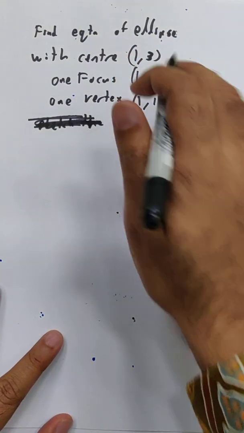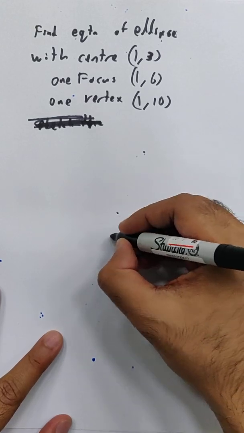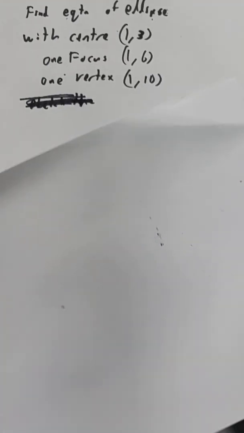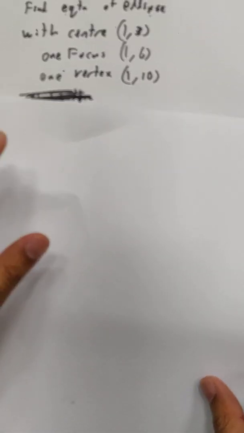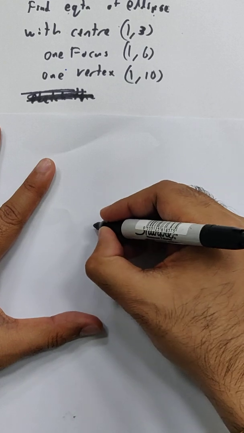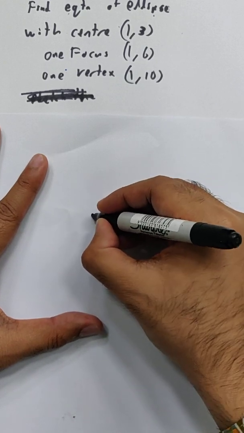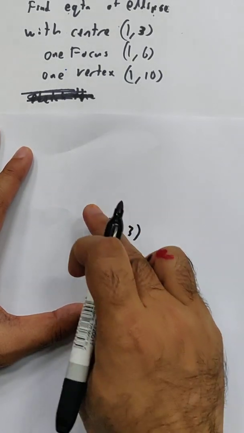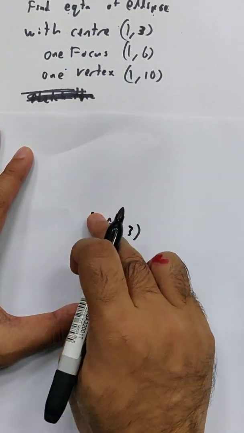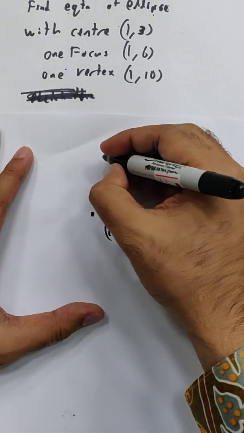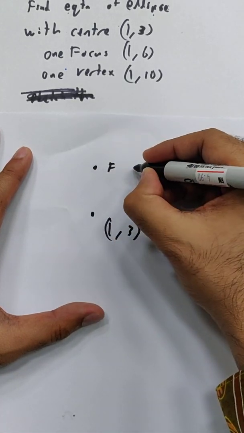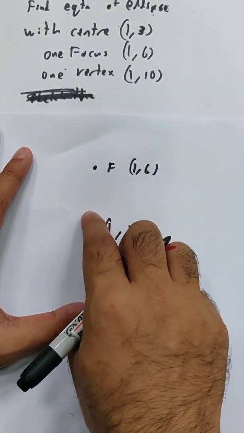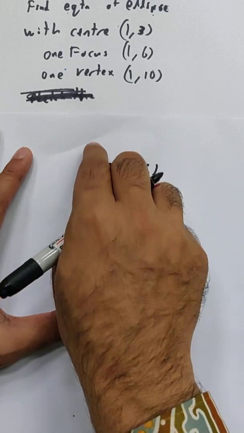So if you try to plot them, let's start here, the center, 1, 3. Where is the focus? Left, right, or up, down? Up, very good. 1, 6. And one vertex here: up, and up again.